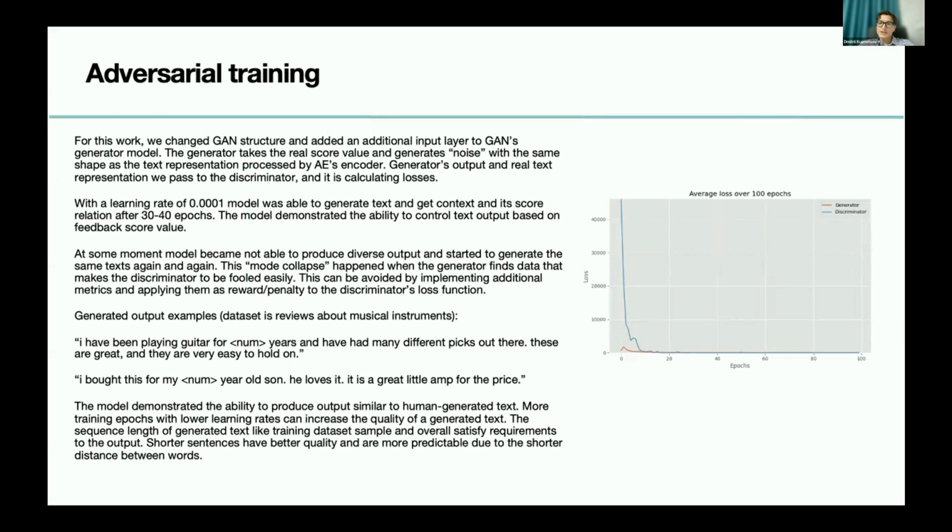But decreasing this learning rate, first of all, gives us stability in training. We avoid mode collapse. We avoid vanishing and exploding gradients problem. And we were able to generate these samples, which I would like to show.